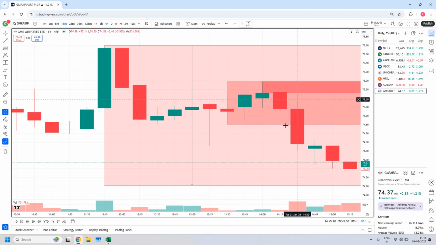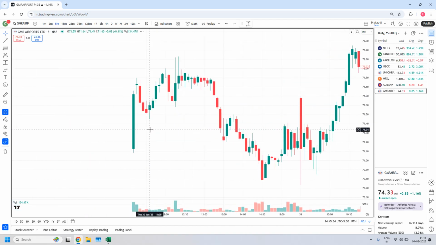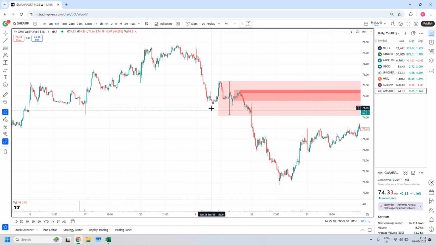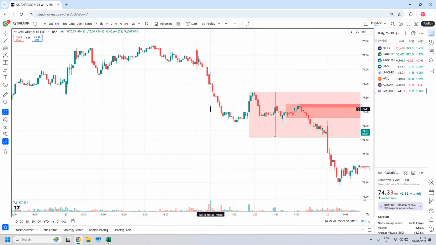Now if you go to the 5 minutes time frame, even more interestingly, you will see two institutional order flows inside the 15 minutes. You will see why I have drawn only one. I will explain.